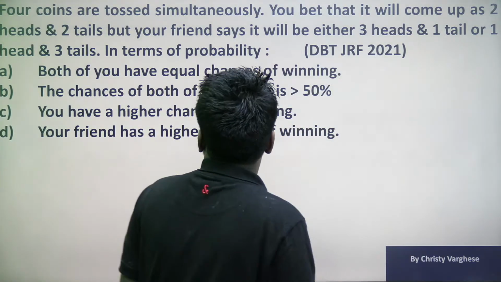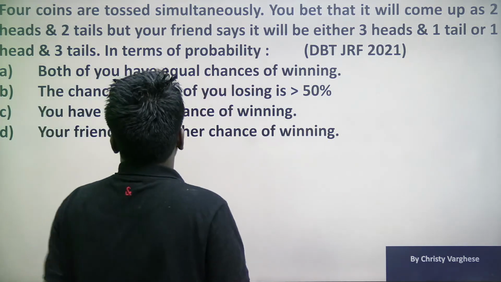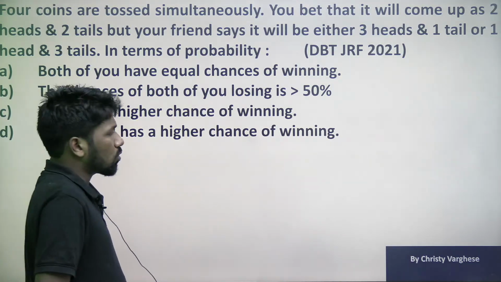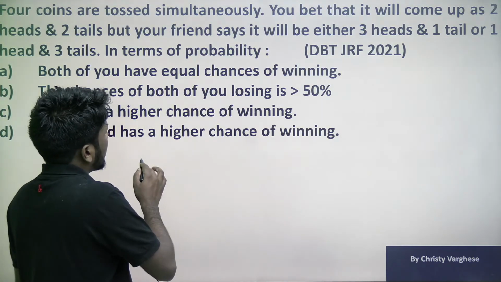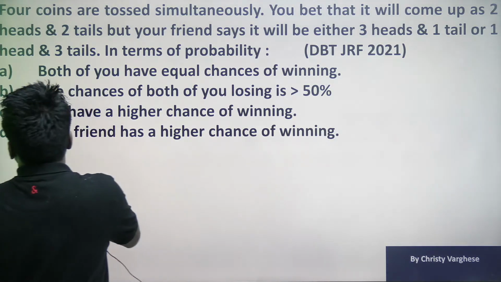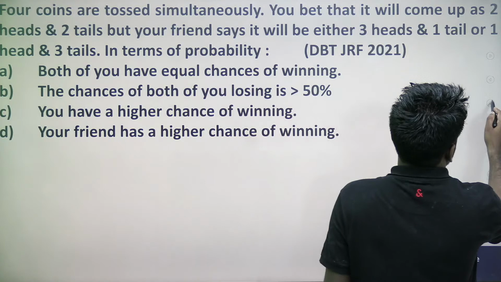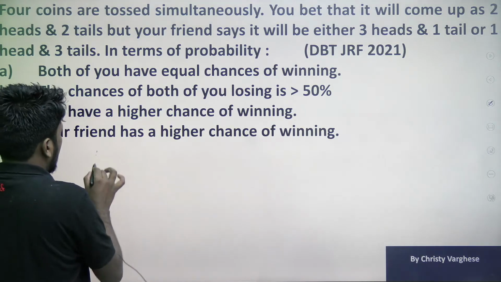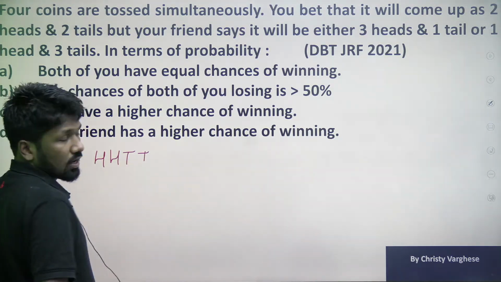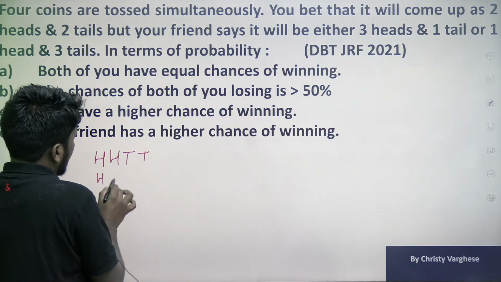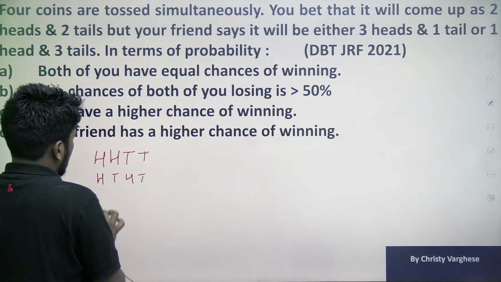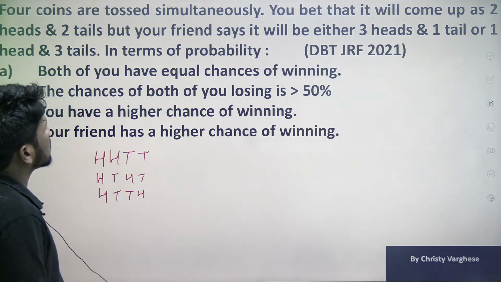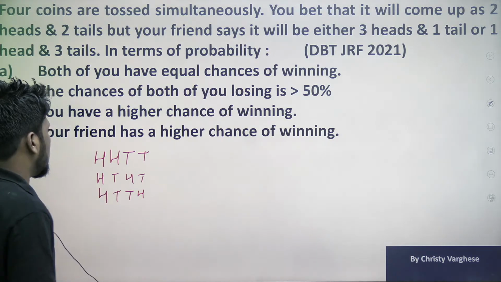Let's see. First we will check your chance. You bet that 2 heads and 2 tails, right? When you toss 4 coins, what all can happen? 2 heads and 2 tails means it can be head, head, tail, tail. It can be head, tail, tail, head. All of you are understanding this? 2 heads and 2 tails can occur like this.